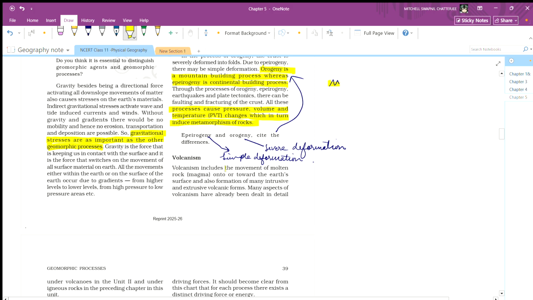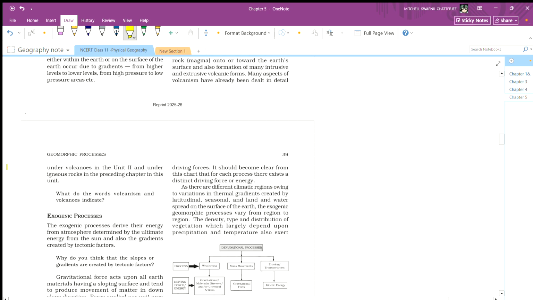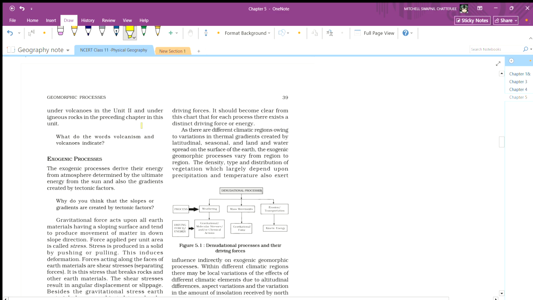The next is volcanism. Volcanism includes the movement of molten rock, that is magma, toward the Earth's surface, and also the formation of many intrusive and extrusive volcanic forms. Many aspects of volcanism have already been dealt with in detail under volcanoes in the previous chapter, under the igneous rock. So the coming unit will read more about it.